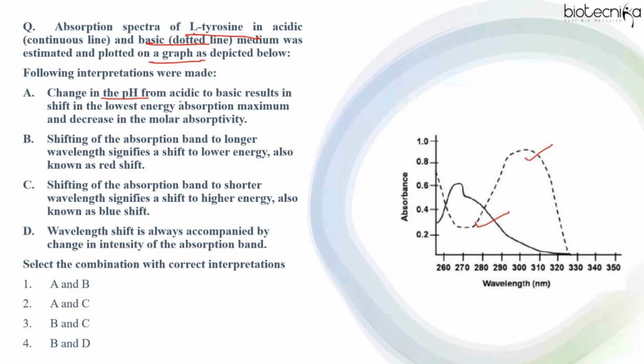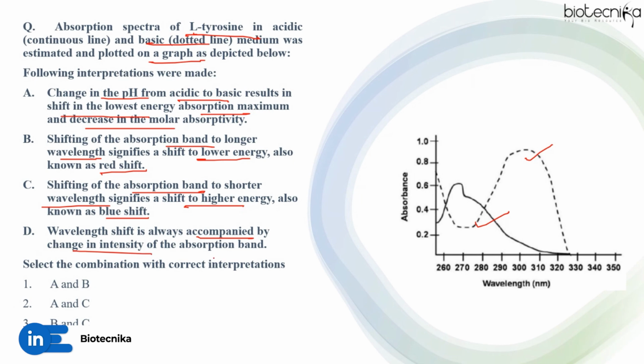A: Change in the pH from acidic to basic results in shift in lowest energy absorption maxima and decrease in molar absorptivity. B: Shifting of the absorption band to longer wavelength signifies a shift to lower energy, known as redshift. C: Shifting of absorption band to shorter wavelength signifies a shift to higher energy, known as blue shift. And D: Wavelength shift is always accompanied by change in intensity of absorption band. You have to find the correct interpretation. Is it AB, AC, BC, or BD?